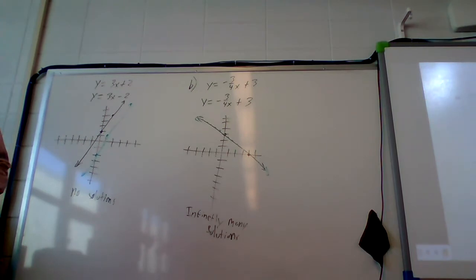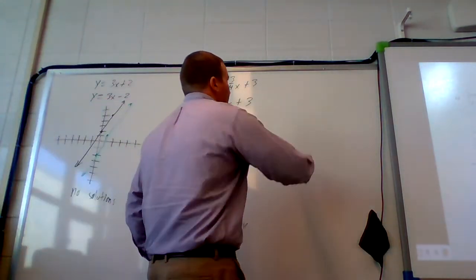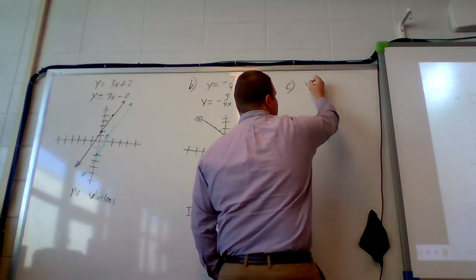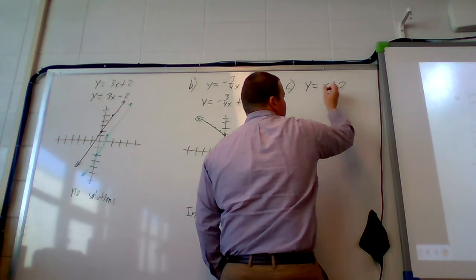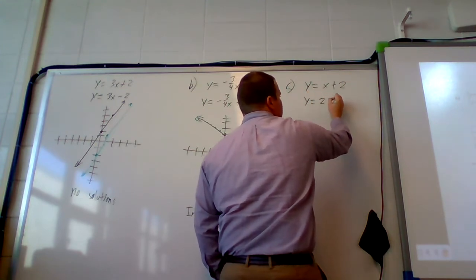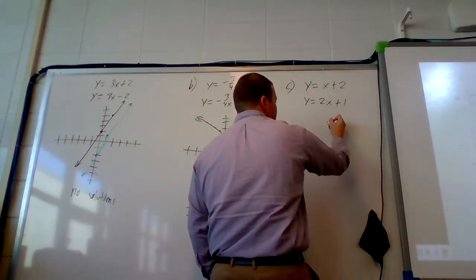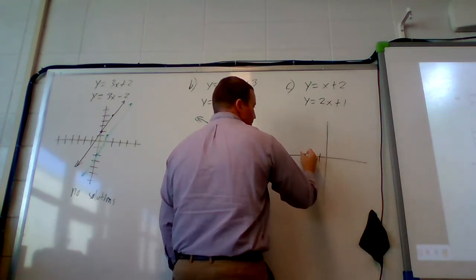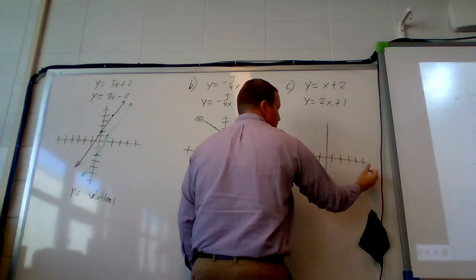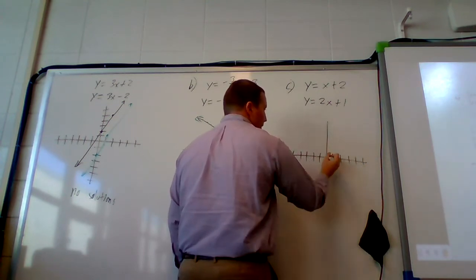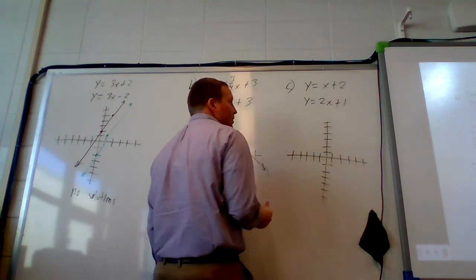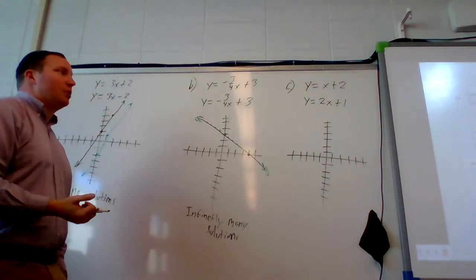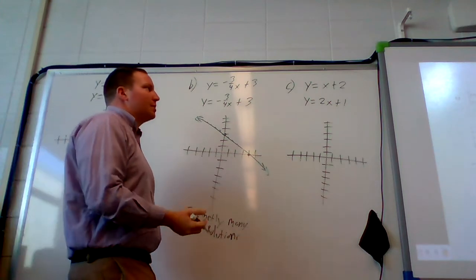So let's look at C. This one we have y equals x plus 2 and y equals 2x plus 1. By looking at those equations, how many solutions are we going to have? 1, right? We have different slopes, meaning they're going to cross at some point. We're going to have at least one solution, or actually only one solution, because they are linear.